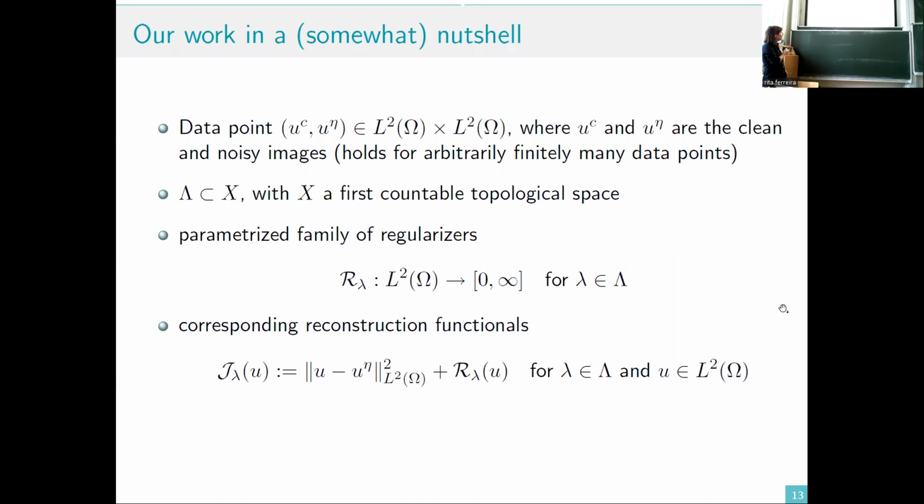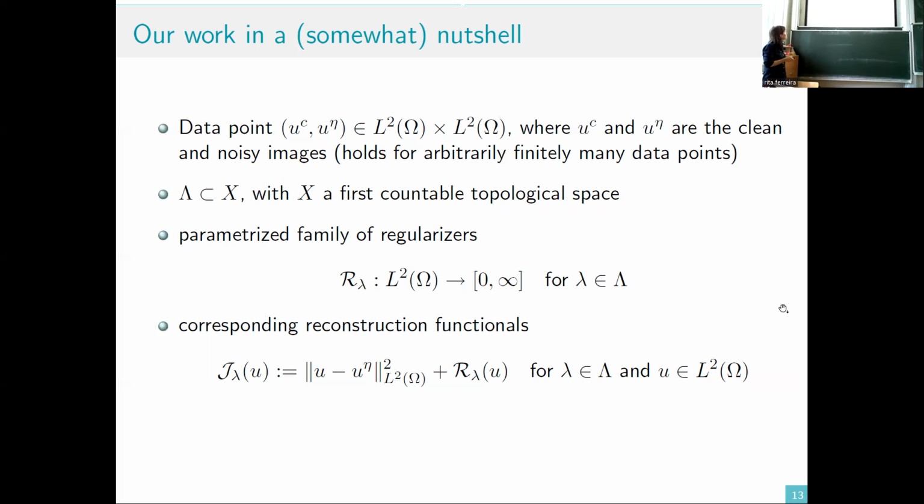This capital lambda will always be a first countable topological space, which is the domain of where our parameters live. For the moment, I will call the parameters lambda. Then for each application, I will change the name, but the capital lambda will always be the set of where our parameters live. And we have a family of regularizers, whose domain is in L2, and the reconstruction functionals that we look at are these. So the fidelity term is always measured in terms of the L2 norm, and what is going to change is the regularizers.